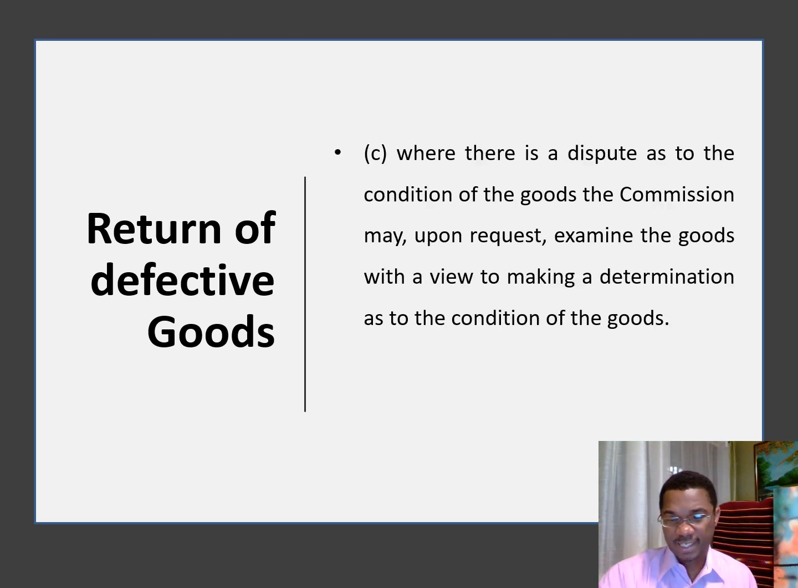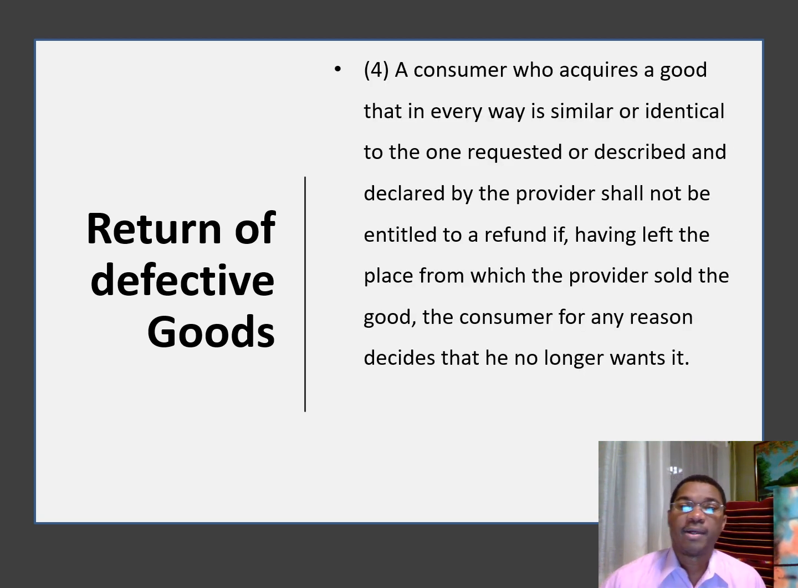investigation. If there's a dispute as to the condition, so the provider may say, well, that's not how we gave it to you, and the customer is saying, well, that is how we got it, then the commission will invoke its investigative power to determine what condition the good was in fact in, and once it has determined that it was defective from the provider side, then the provider will have to make a refund or a replacement.